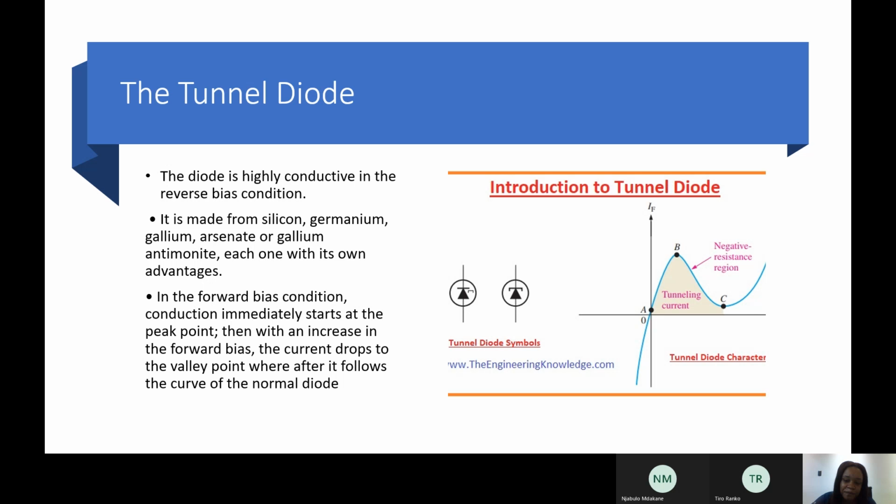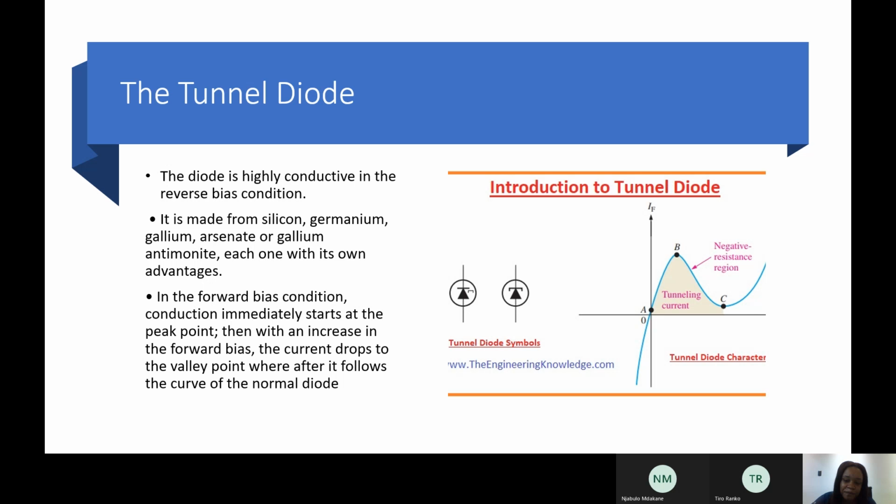In forward bias condition, it basically conducts immediately and starts at a breakpoint, and then with an increase in the forward bias, the current drops to the valley point, after which it follows the curve of a normal diode. So this is the only difference between ideal diodes and this tunnel diode. In the forward section, it will increase immediately, conducting immediately, acting like a closed switch, and then it closes down, giving us negative resistance, basically closing down like a tunnel.